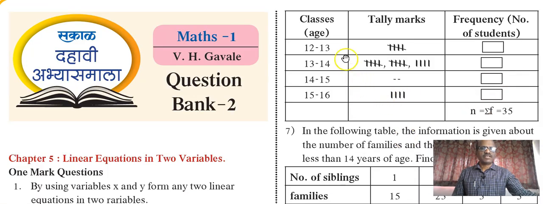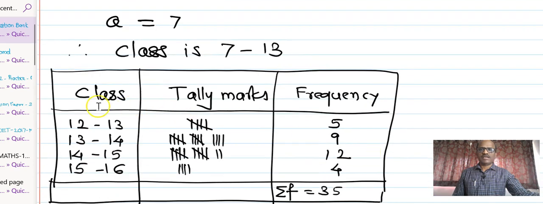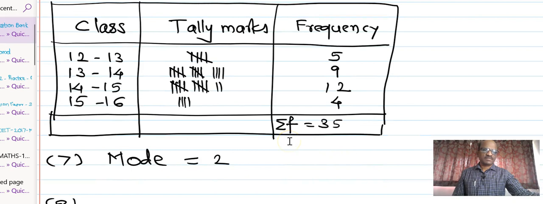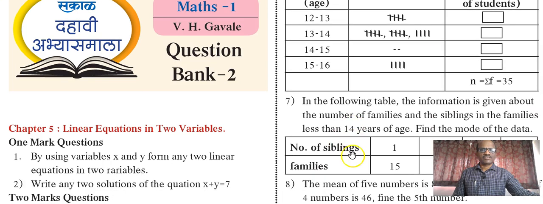Now, complete the table, that is the classes, ages 12 to 13, 13 to 14, 14 to 15, 15 to 16. Tally marks are given, and the frequency and the total is 35. Now, we will find out the answer. See this, the class, tally marks and the frequency. Right here, that is 5, 9, 12, 4 and their sum is 35. We can write it, it's an easy question.